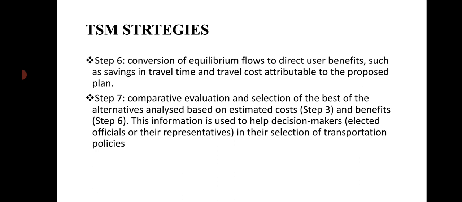Like suppose if a particular parking system is introduced, how much travel time can be saved, or how much savings in money can be made. So all that, the equilibrium flow, will be converted to monetary values like direct user benefit in terms of the cost. Then step 7, comparative evaluation and selection of the best alternatives. So this will help the decision makers, that is the elected officials, to determine which policy to be adopted.